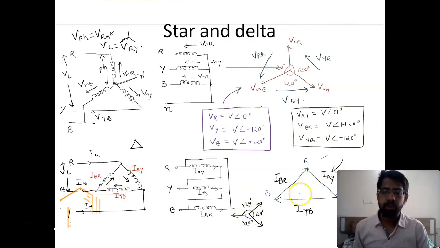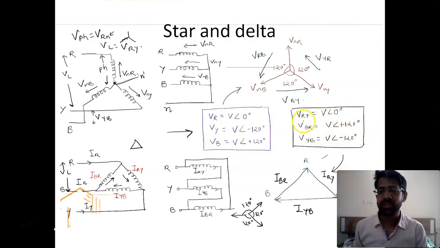Also, because IBR is in the direction of VBR, you can also write the voltages are separated by 120. So be it a star connection or be it a delta connection, the voltages and currents will be separated by 120 degrees in space and time. Now we have already summarized the voltage values for star connection. Let us summarize the voltage values for delta connection.